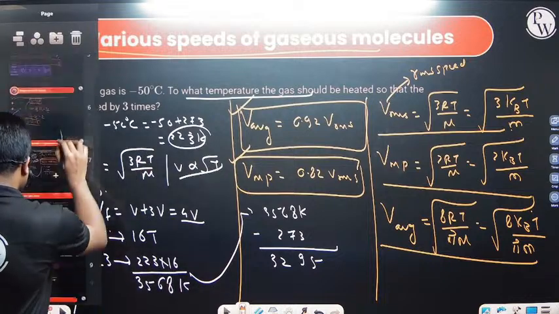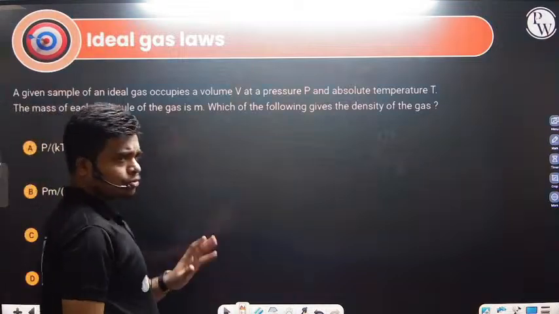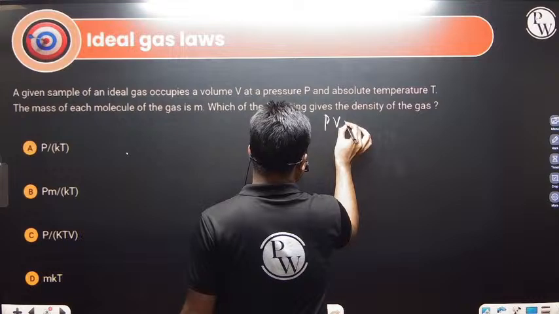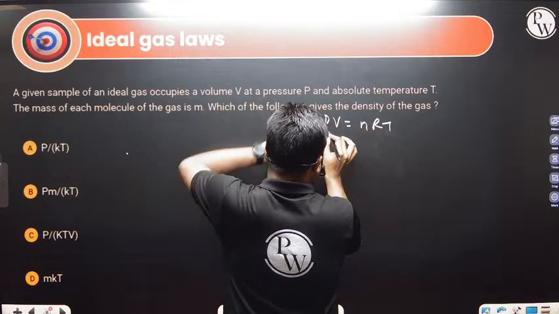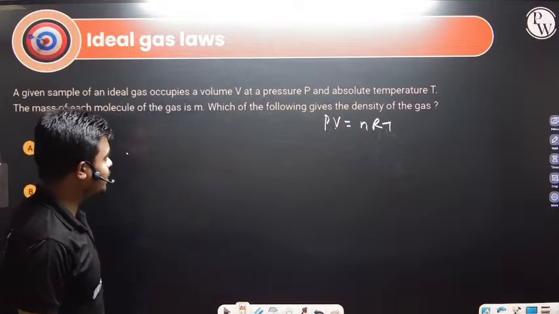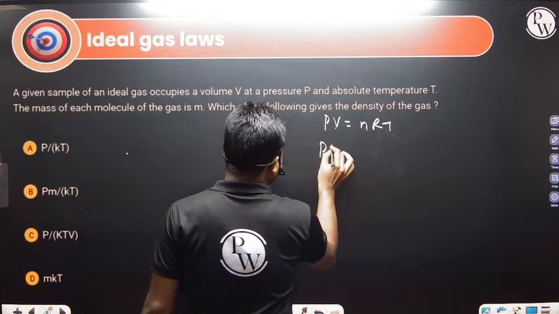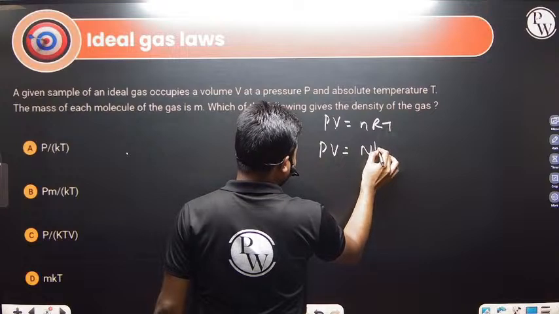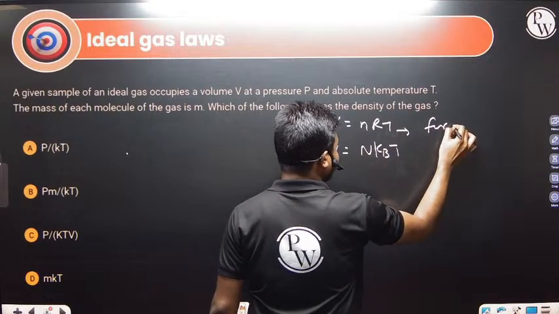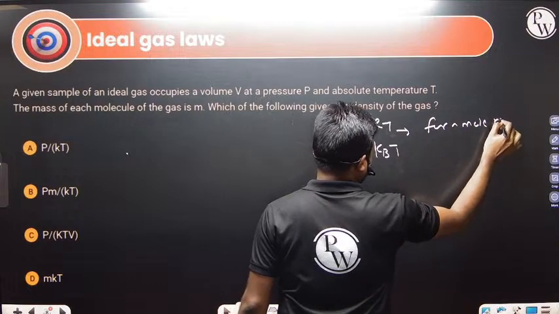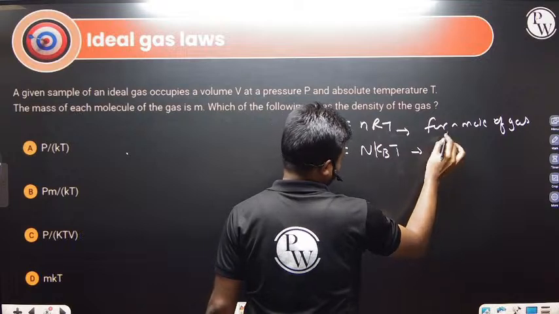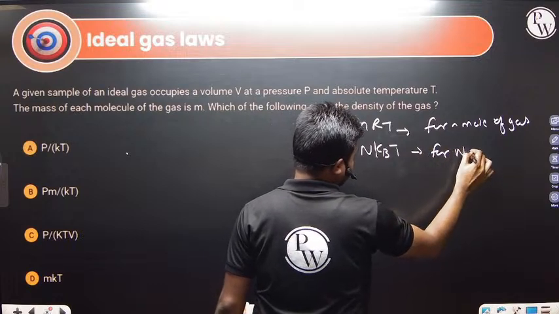Moving to the next question. Here we have the ideal gas law, in a modified form. We all know the ideal gas law: PV equals nRT. P is the pressure, V is the volume, n is the number of moles, R is the ideal gas constant, T is the temperature. This formula we can also write as PV equals N kB T. This one is for n moles of the gas, and this one is defined for N molecules of the gas.